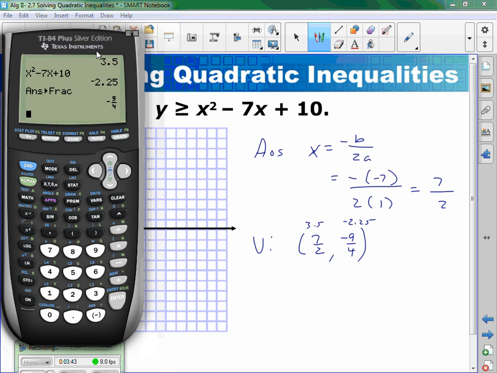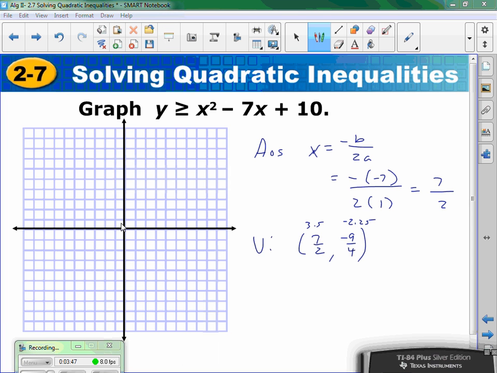So I'm going to graph that. 1, 2, 3.5, 1, 2 1/4. Your vertex is right there. Knowing things about your parabola is also going to help. Does my parabola open upwards or downwards? Why is it upwards? What is positive? If the a is positive, it's going to open up.